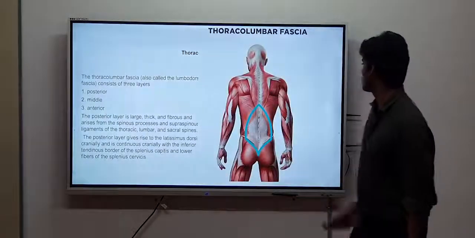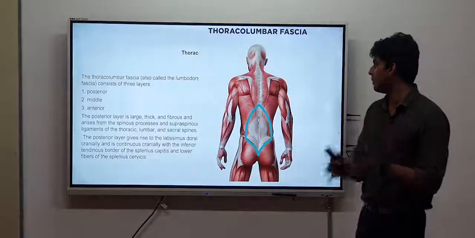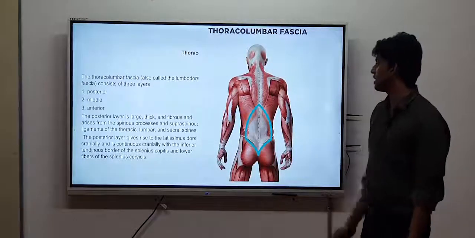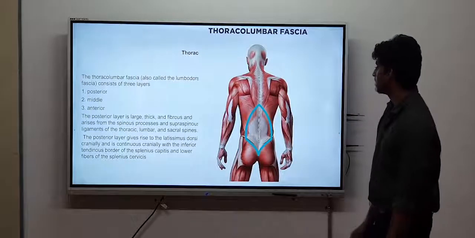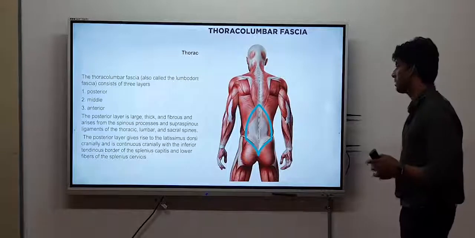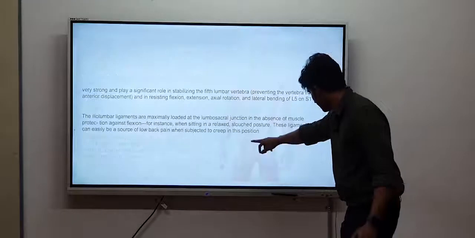So this is the thoracolumbar fascia. It consists of the posterior, middle and anterior layer. The posterior layer is thick and the fibers arise from the spinous processes and the supraspinous ligaments of the thoracic, lumbar and sacral spine. It will be till here.